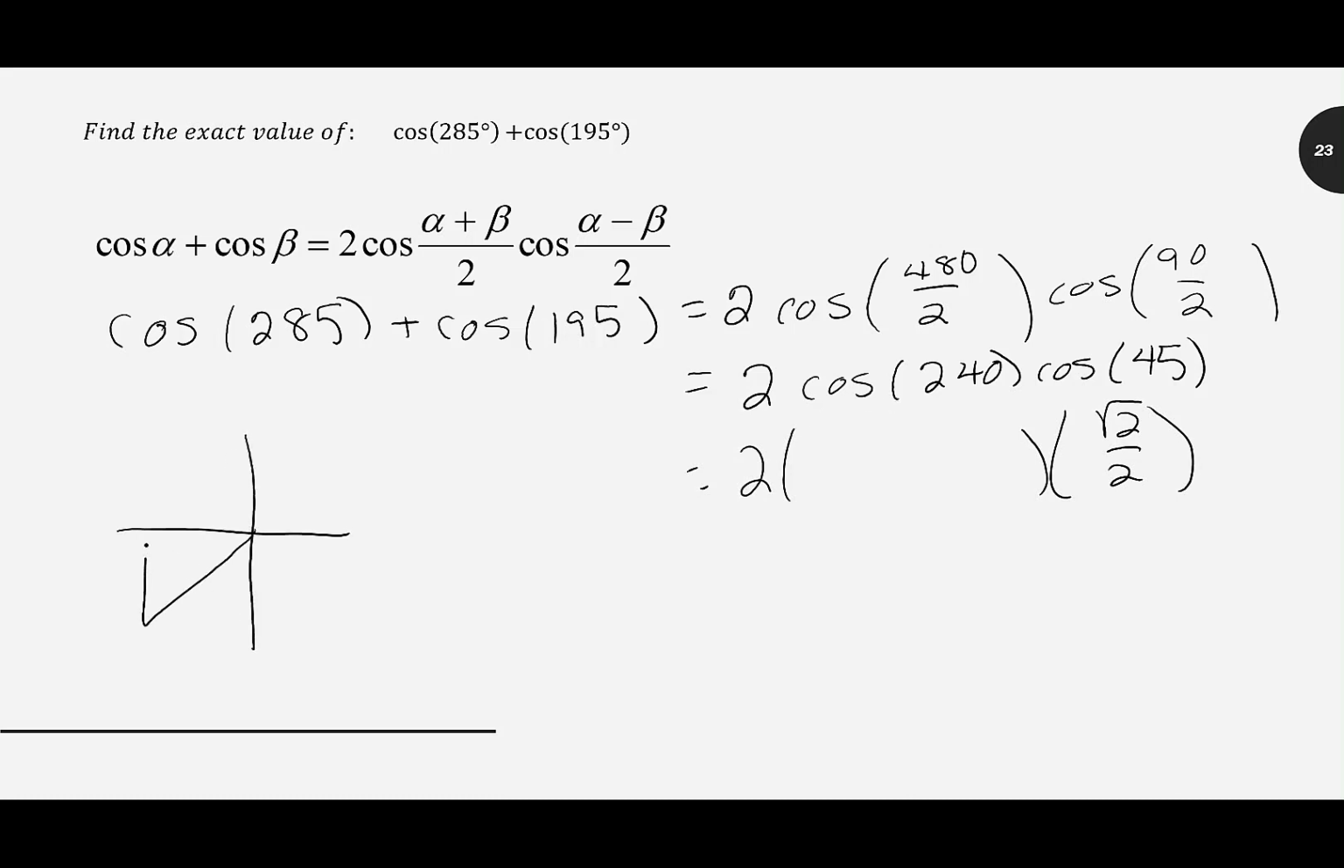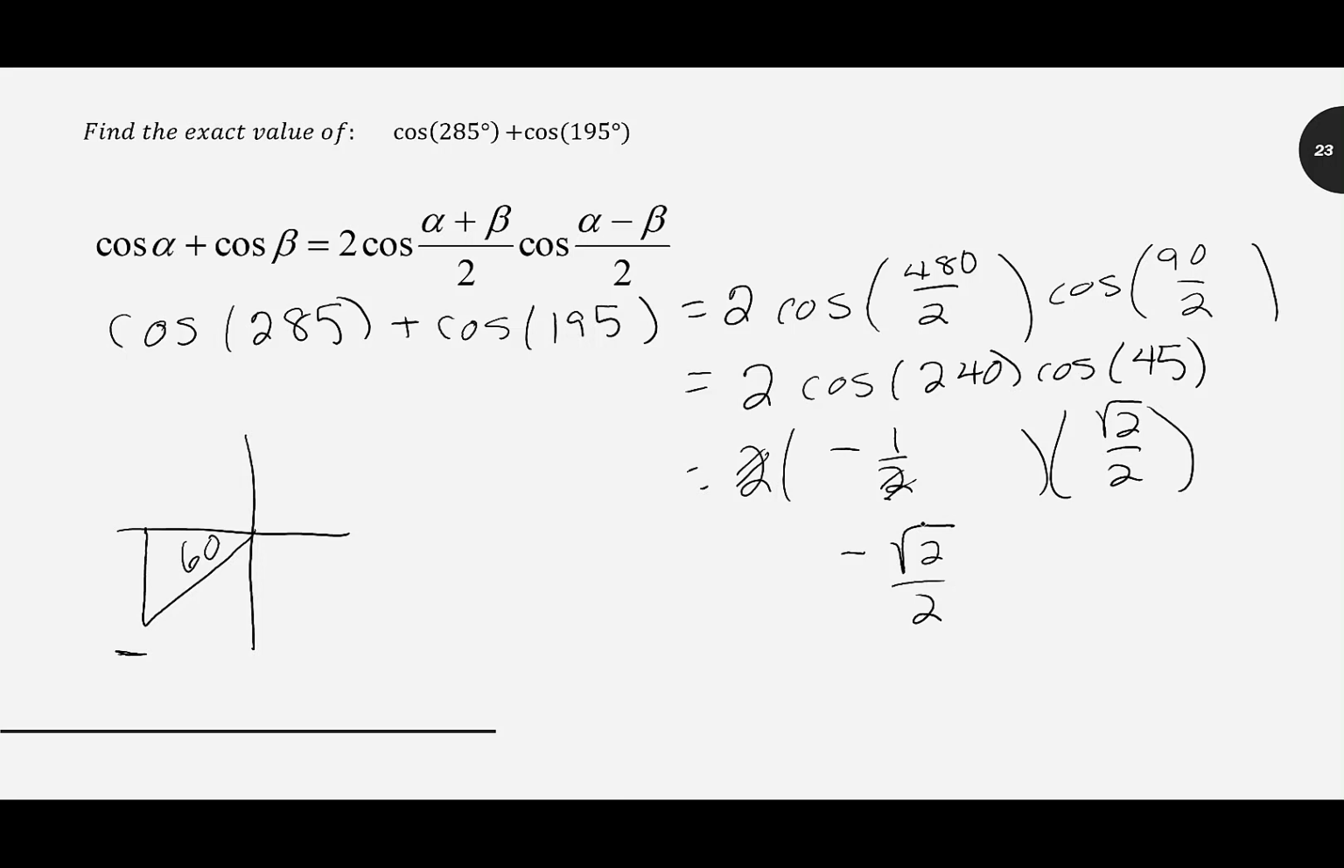240 is in the third quadrant. The reference angle would be 60, and we know that cosine is negative in the third quadrant. For an angle of 60, cosine is equal to 1/2, but because we're in the third quadrant, we have negative 1/2. I'll cancel the 2 with the 2 and the 1/2, which leaves me with a final solution of negative the square root of 2 over 2.